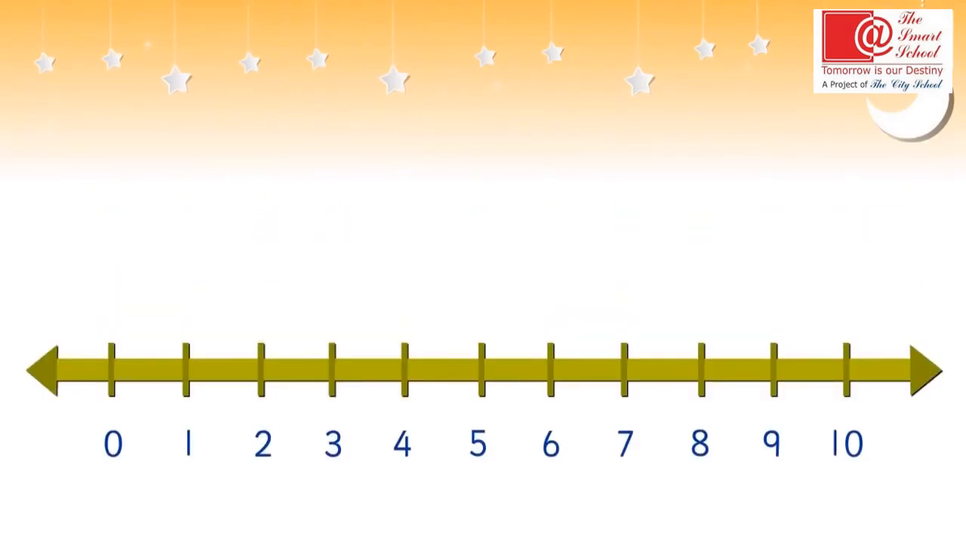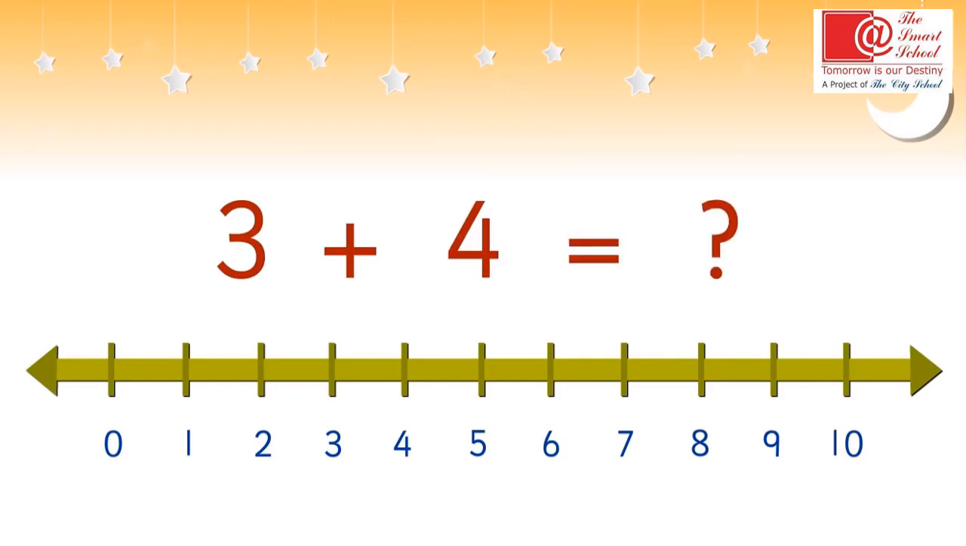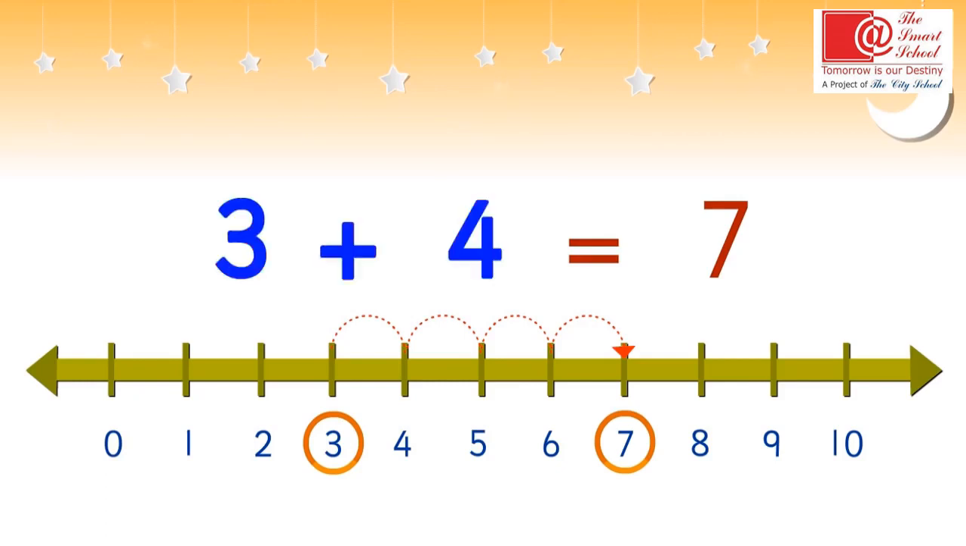We can also carry out addition using the number line. To find the sum of 3 and 4 using the number line, we start at 3 and jump 4 numbers to the right. What number do we get? Yes, you are right. We get the number 7, which is the answer. Therefore, the sum of 3 and 4 is 7.